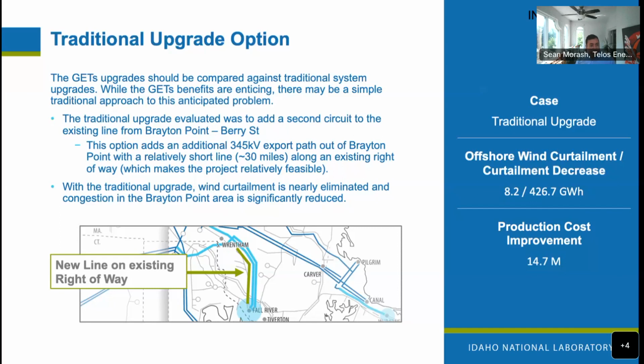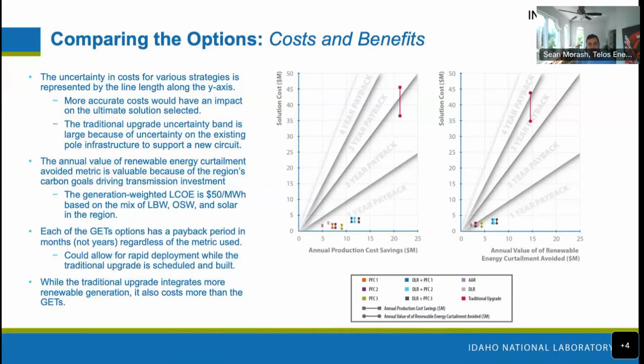When we do that, we come back to the results we chatted through earlier, where the traditional upgrade is incorporating far more renewable energy, but it also costs significantly more. That incorporation of renewable energy is a metric in itself, right? This is a region that has aggressive carbon goals, but it's also reflected back into the production cost savings.